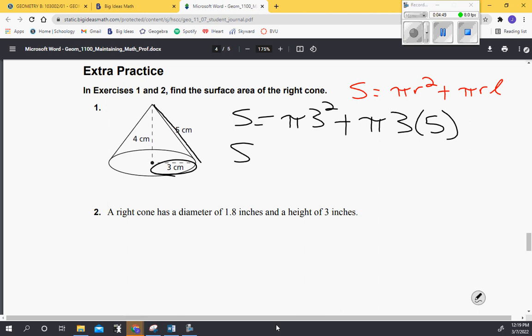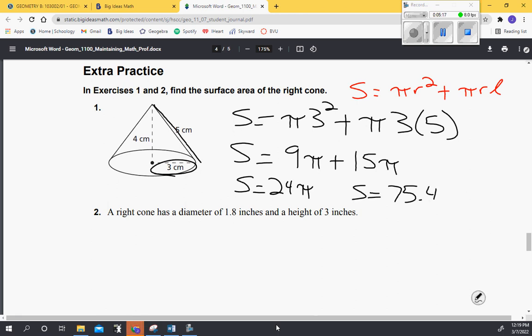When I solve this, 3 squared is 9, so it's going to be 9 pi plus 15 pi. So S is equal to 24 pi. 24 times pi is 75.4. And since this is area, it's squared. Centimeters squared, not inches squared.